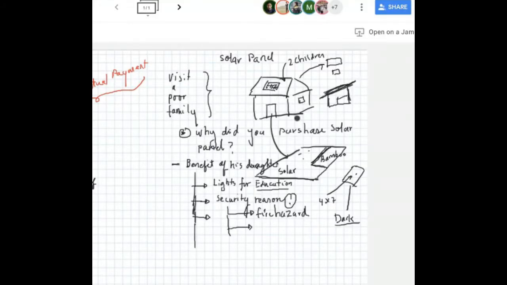So I saw this rooftop solar and I said, let me go and ask this family why they bought it, because I thought it was a stupid decision. But when I asked the father, he said, no, it was not a stupid decision. I bought it for a purpose. And I asked him, what are the reasons you paid for this solar light, not for your house, but for your daughter's house? And I'm asking you to think about it.